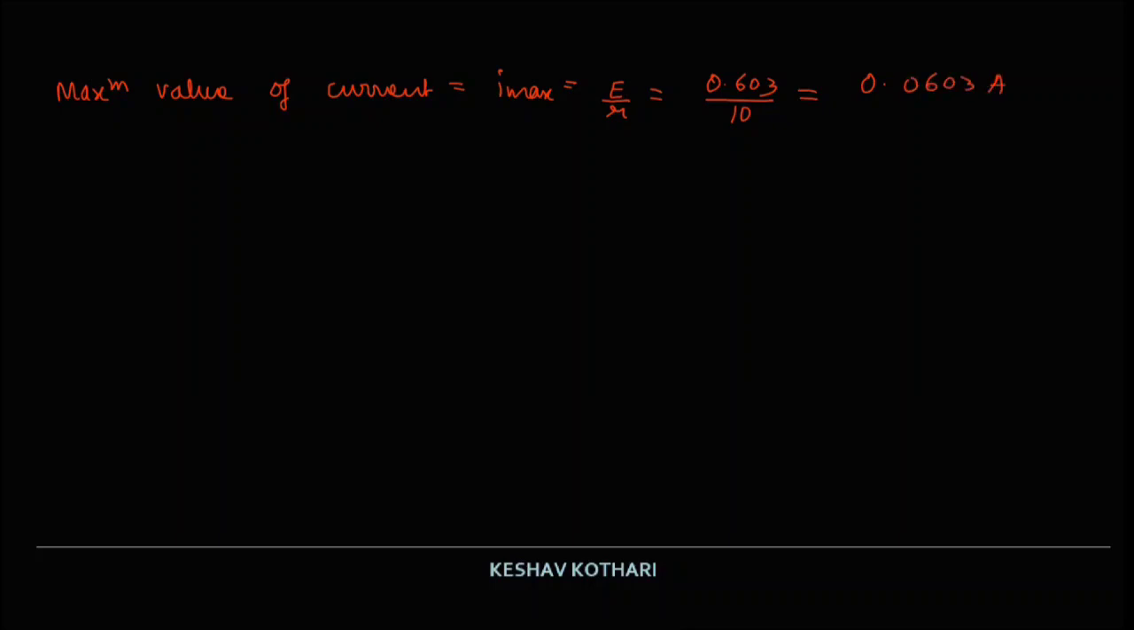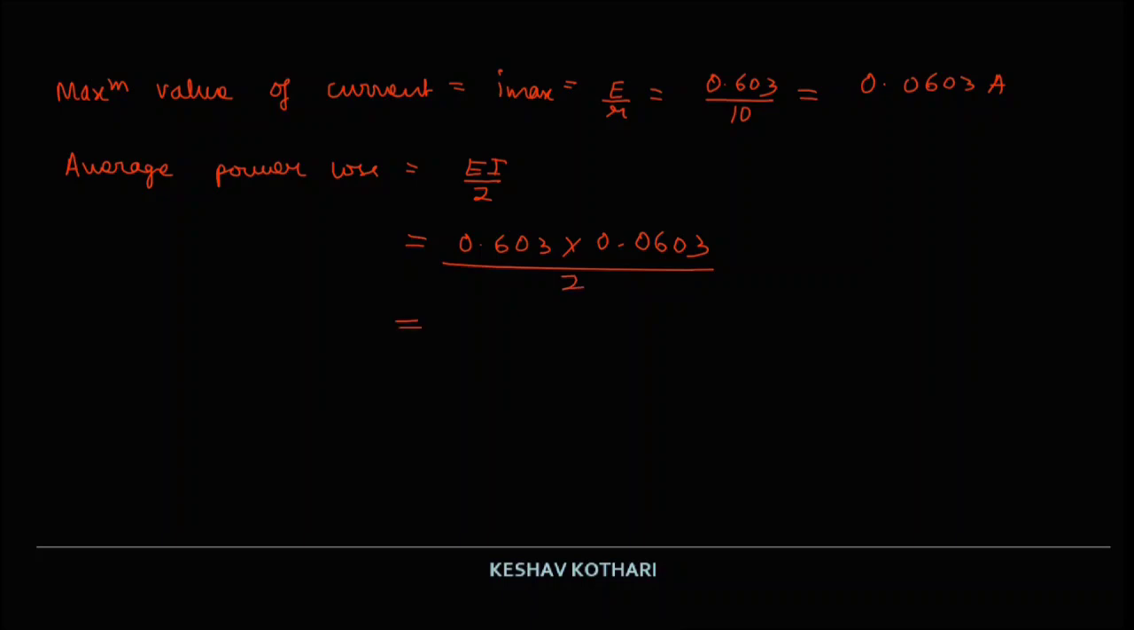Now the next part of the problem is asking for the average power loss. If we calculate the average power loss, we can write it as EI by 2, that is 0.603 into I, that is 0.0603, by 2. So the average power loss is turning out to be 0.018 watt.